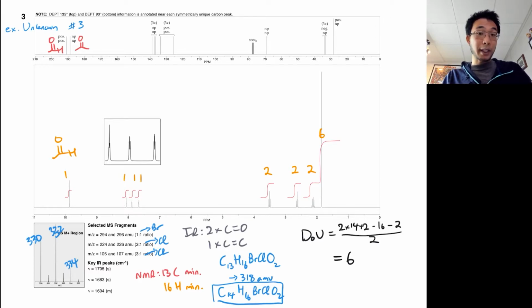I should go back and check that that makes sense with the IR. Looks like it does. I have a stretching at 1705 wave numbers and a stretching at 1683 wave numbers. Both of these values are a little bit lower than you would expect for the ketone or aldehyde respectively, which should then make me think about whether or not there's any conjugation that's affecting those stretching frequencies.